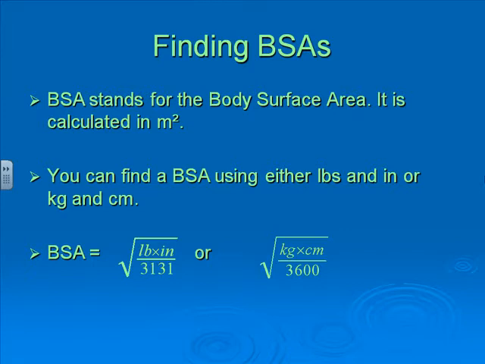One trick to help you remember which number goes with which unit: pounds and inches, they have an L and an I. They kind of look like ones, so that way we know the 3131 stays with the pounds and inches, and the 3600 goes with the kilograms and centimeters.